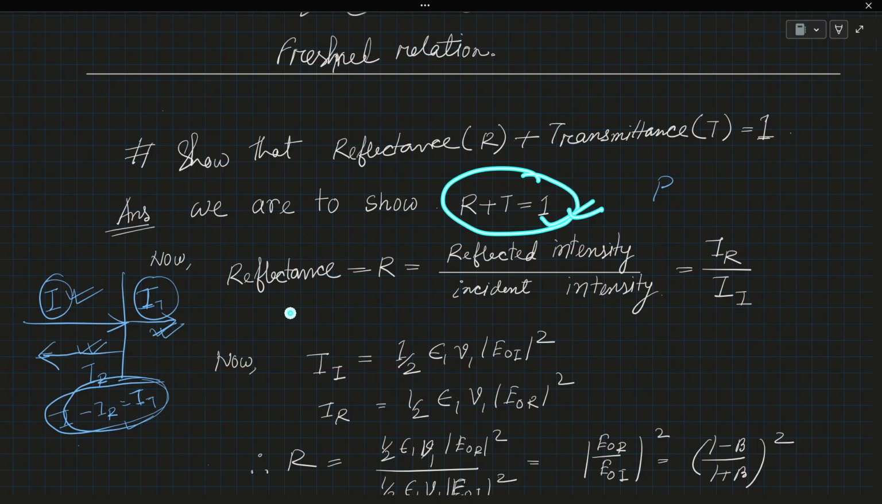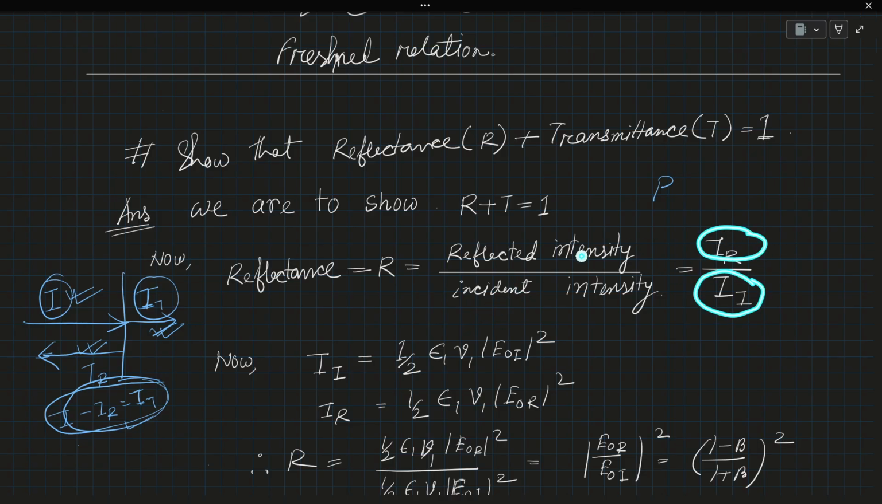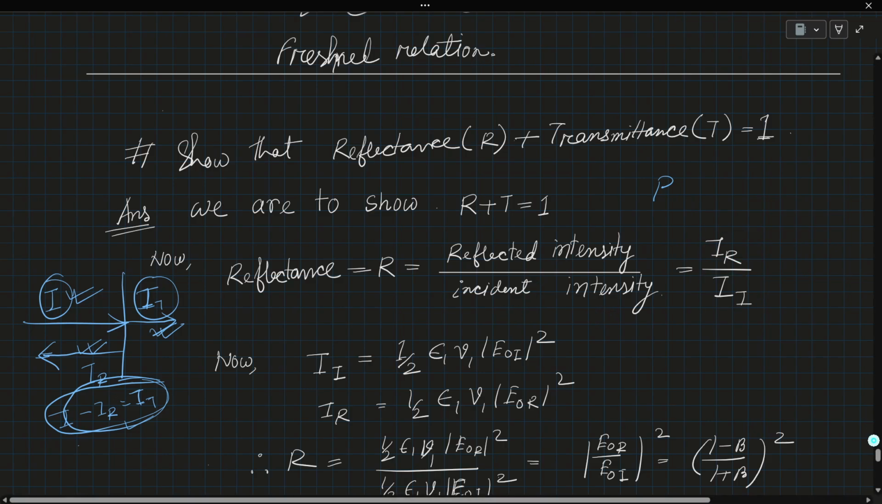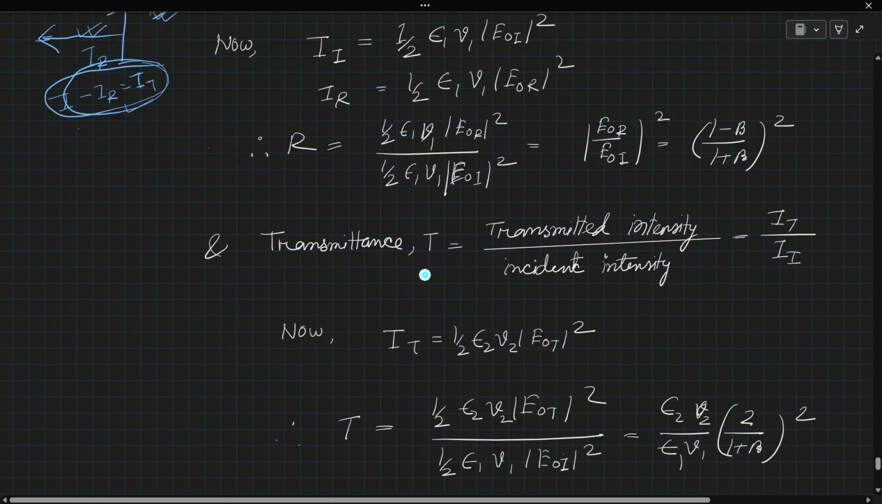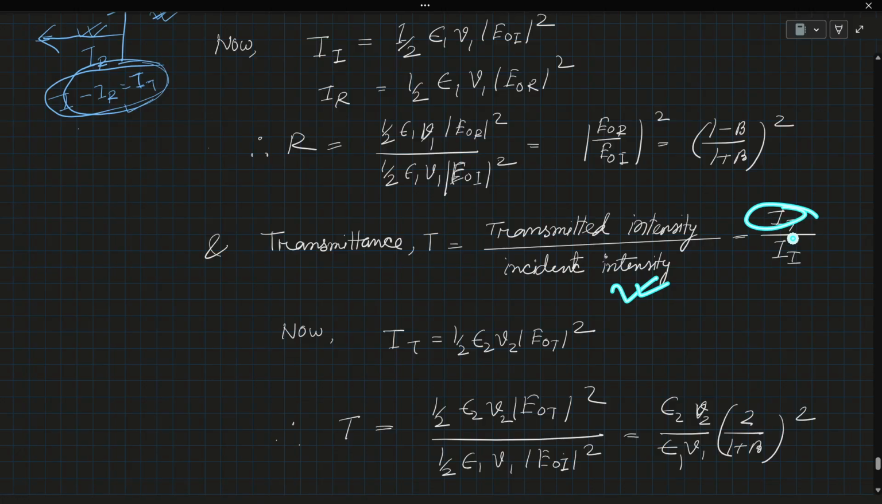So now what is reflectance and what is transmittance? For reflectance R, it is reflected intensity divided by incident intensity, so IR divided by II. Transmittance T is transmitted intensity divided by incident intensity, IT divided by II.